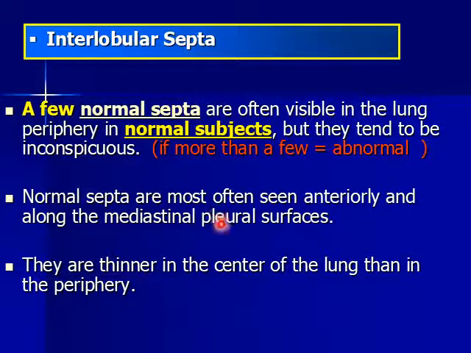A few normal septa are often visible in the lung periphery in normal subjects, but they tend to be not very clear. If you see more than a few normal septi, this means that we have interlobular septal thickening, and we will discuss this later on. Normal septi are most often seen anteriorly along the mediastinal pleural surface. They are thinner in the center of the lung.